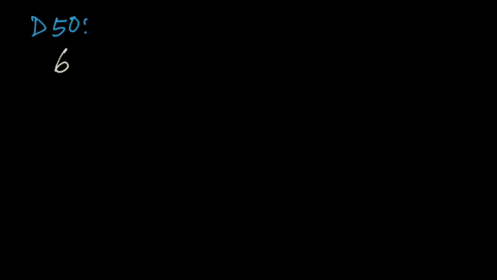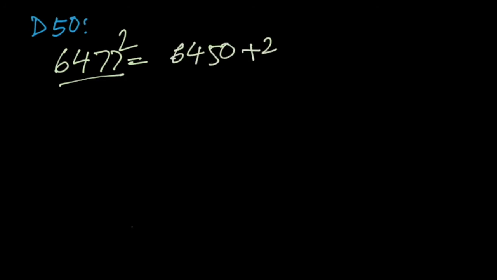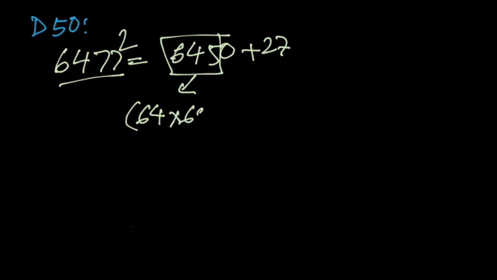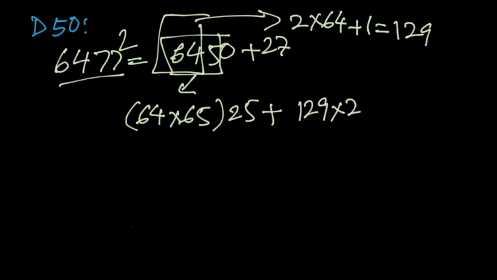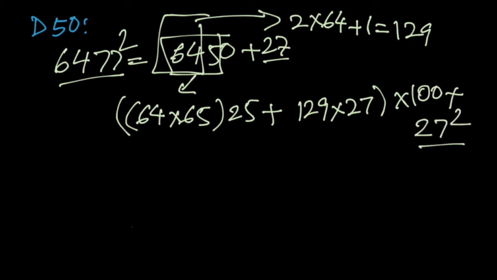So, let us take 6477 square. So, D50 for this is 6450 plus 27. So, here we have to square this number, which is 64 times 65. We put 25 in the front, plus we will double this number and add 1. So, it becomes 129. So, 129 times 27, this whole thing is in hundreds plus square of 27.